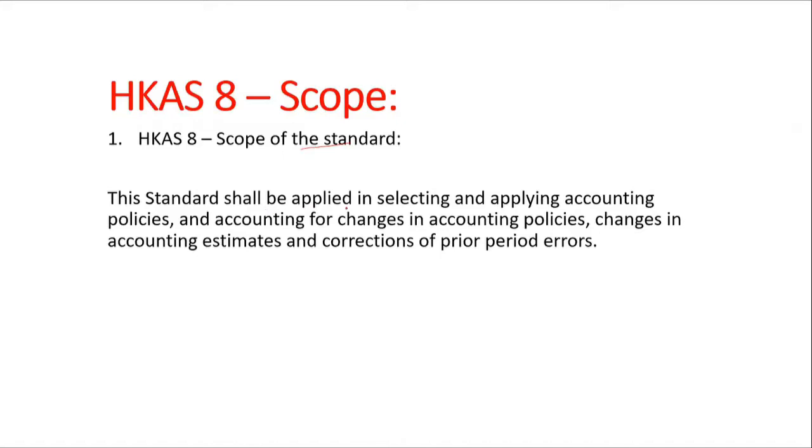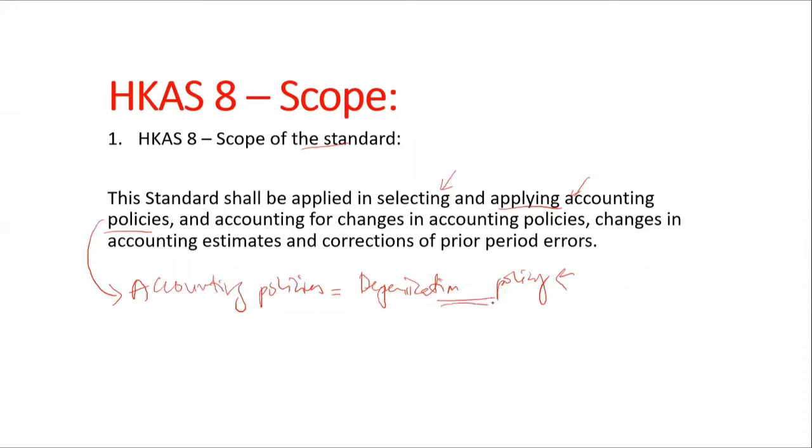The scope of this standard tells us that the company will apply HKAS 8 when selecting and applying accounting policies. What are accounting policies? Accounting policies will be defined in the next slide, but an example could be the company's depreciation policy. This is an example of what accounting policy is. So there are two types, right? SLM, which is a straight line method, and then double declining balance method, commonly known as DDB.